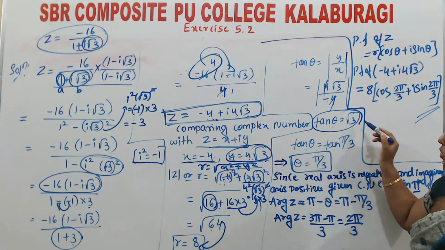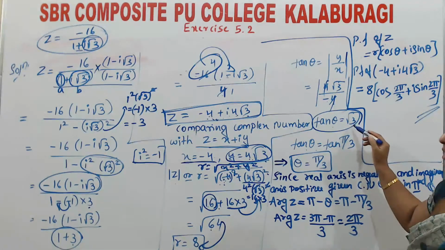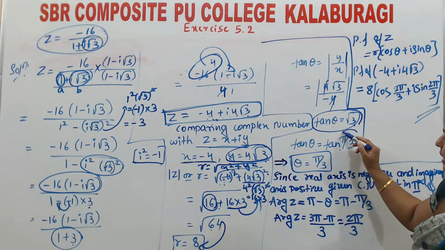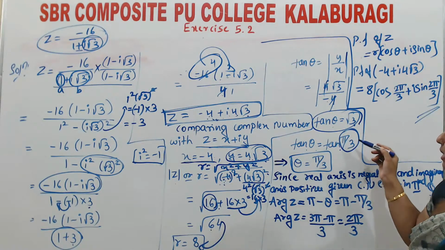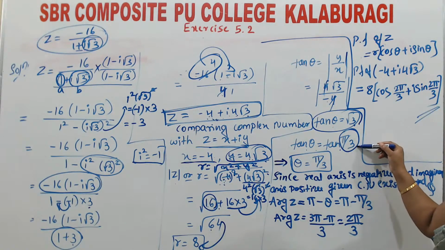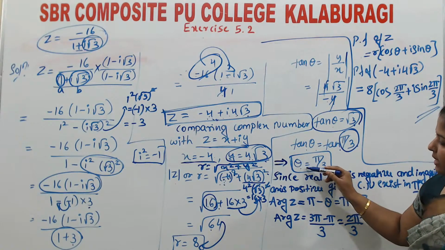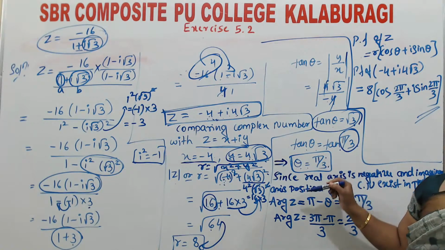Then tan theta is equal to, in which angle tan value is root 3? Tan 60 degree. In radian form, how do we write 60 degree? 60 degree we can write pi by 3, right? This implies that theta is equal to pi by 3.